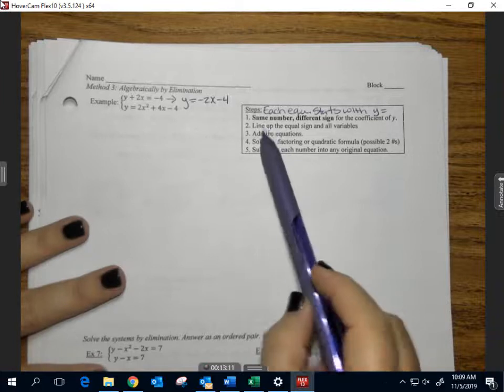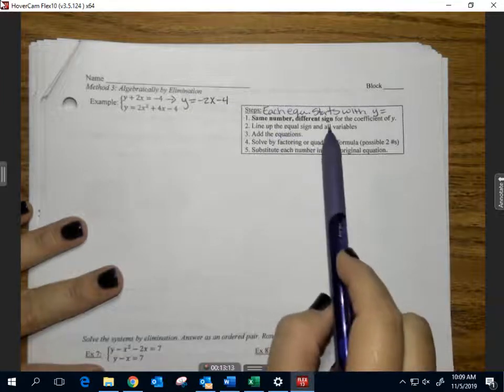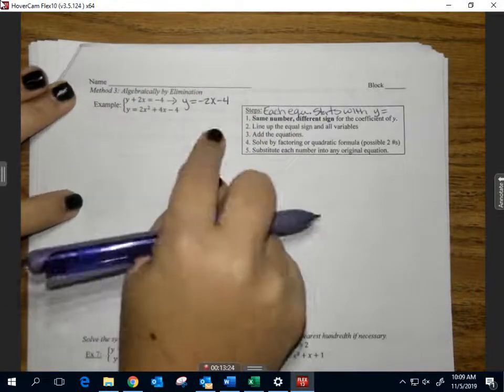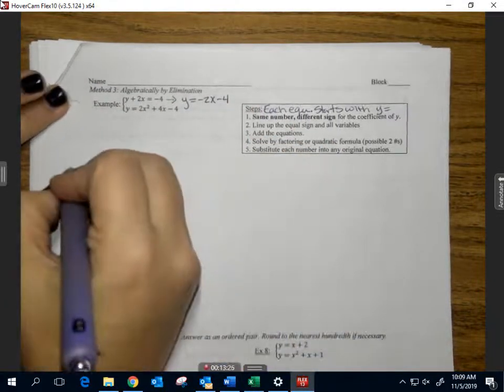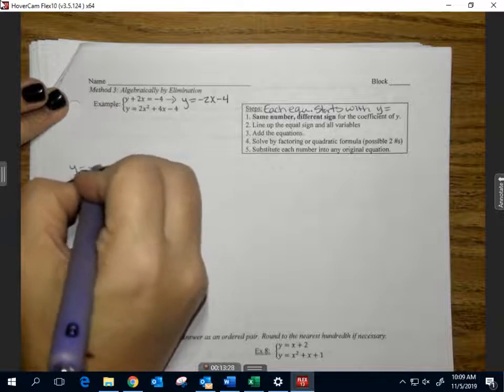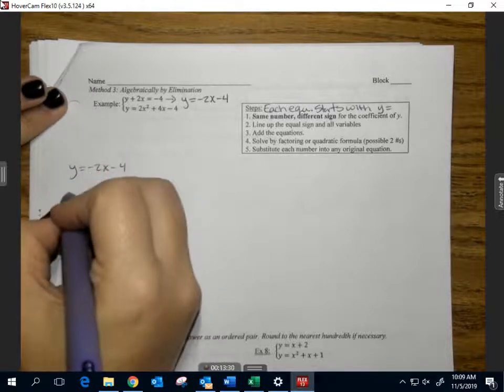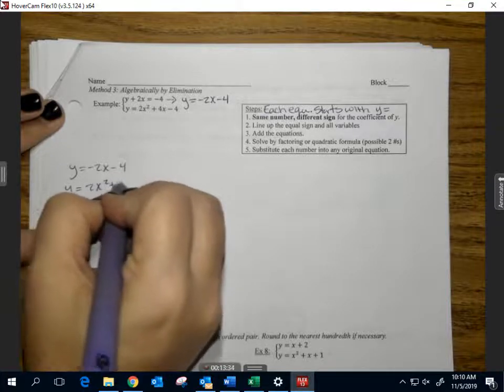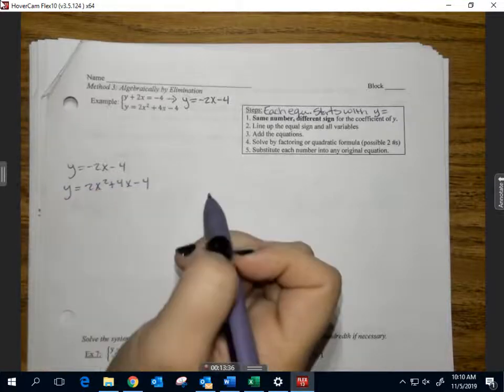So that's why it says it has to have the same number, different signs for the coefficient of y. Guys, our y's are always going to be 1, so we always want it 1 and negative 1. Got it? So I'm going to rewrite these two equations down right here. y equals negative 2x minus 4, and y equals 2x squared plus 4x minus 4.